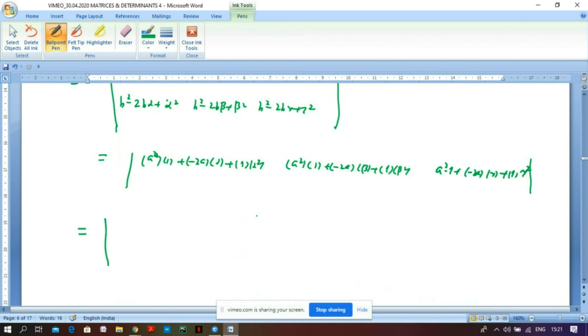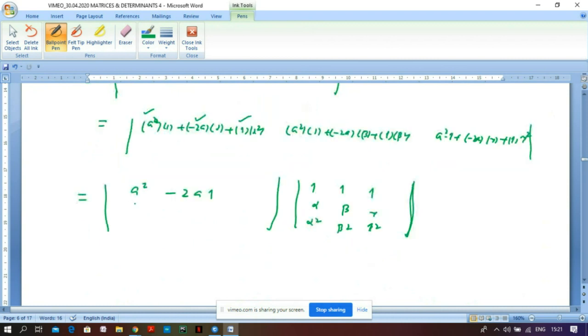Now if I take my left matrix as a square, minus 2a, 1, then I can fix these three columns, that is 1 alpha alpha square. See, a square minus 2a 1, they all are the same. Now 1 alpha alpha square, 1 beta beta square, and 1 gamma gamma square. What is left is just b square and c square. So I can just write b square minus 2b 1, c square minus 2c 1.